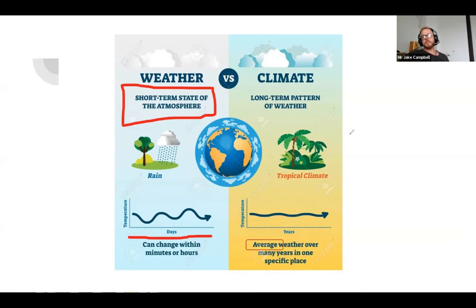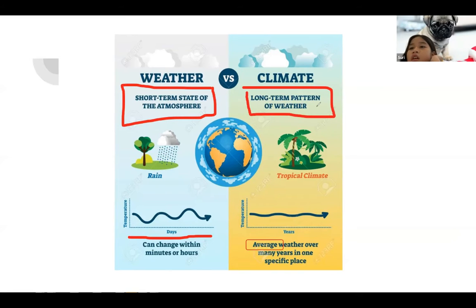Suri, can you explain to me what climate is? Long-term pattern of weather. Yeah, a long-term pattern of weather. So we measure this in years. What was the climate last year? What is the climate going to be next year? The key word today is average. To understand climates, we get weather data and find the average, whether it's the average temperature, the average wind direction, or the average rainfall.